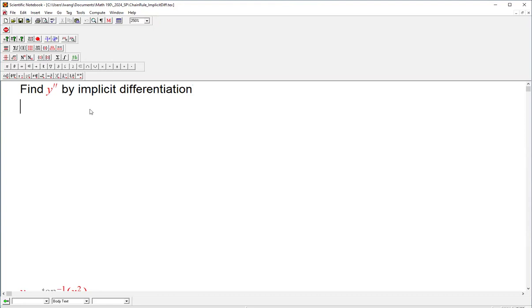And the first one I'd like to work with you is x squared plus xy plus y squared equals 3. We want to find the second order derivative. Okay, so first we're going to find the first order derivative, and then the second order derivative.